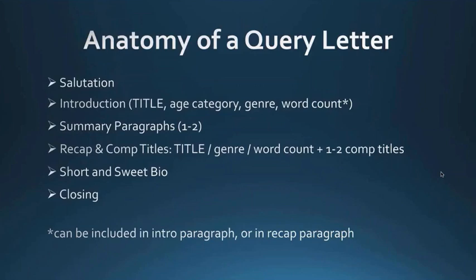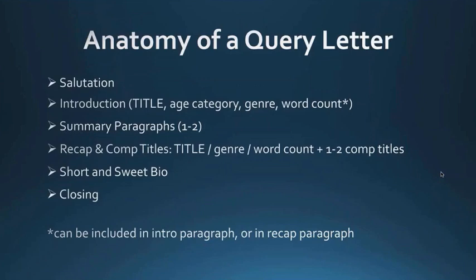The next thing that we're going to look for is your introduction. I like to see your title in caps, because that is proper formatting for a query letter. Your age category, if you're writing for a non-adult audience, so that's picture books, middle grade, YA. Your genre, which is especially important if you're writing fantasy or a thriller or sci-fi, etc. And then your word count, and you'll notice there's a little asterisk there, because the word count can go up at the top or it can go below the summary. That's really up to you.